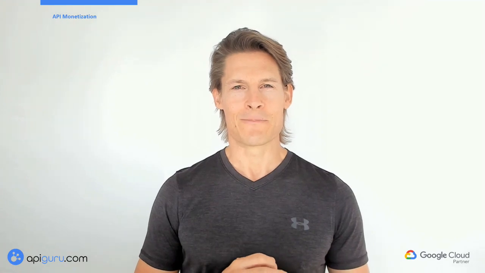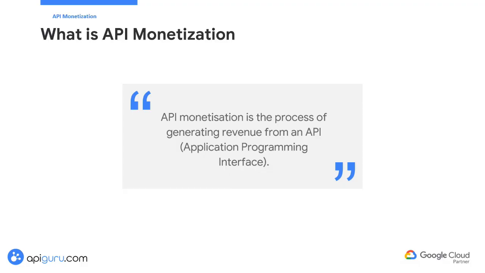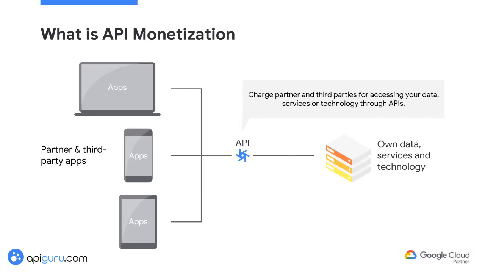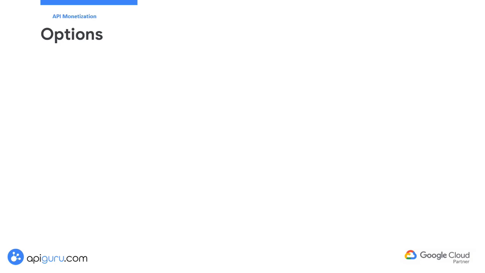Let's get started. API monetization is the process of generating revenue using application programming interfaces. APIs are sets of rules and protocols that allow different software applications to communicate with each other. By monetizing APIs, businesses can create new revenue streams and innovatively leverage their capabilities, data, and technology. Organizations often expose APIs to enable partner and third-party developers to integrate with their services or platforms and charge for the API consumption. There are different ways how companies can turn their APIs into revenue streams.